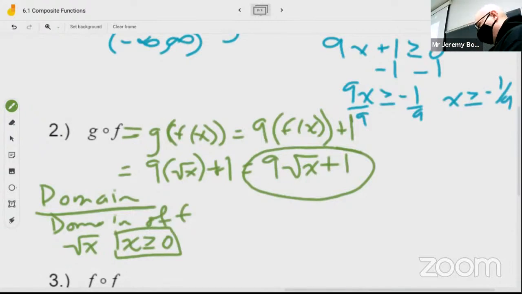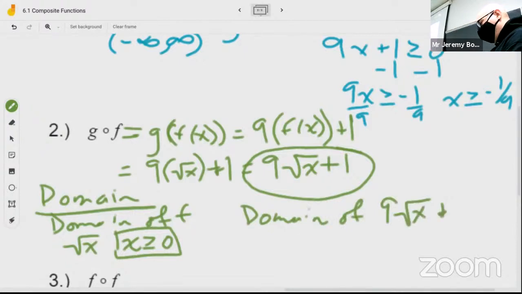What are we going to look at next? The domain of this, 9 times the square root of x plus 1. That's the function that we found as our composite function. And so what's the domain of that going to be? Yeah, but what's going to be greater than or equal to 0? Remember, it's just the stuff that's under the root. So what's under the root? It's just x. So once again, we get x is greater than or equal to 0.